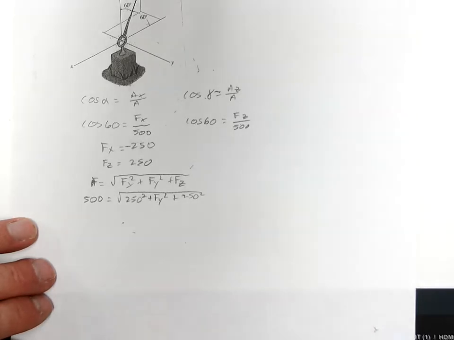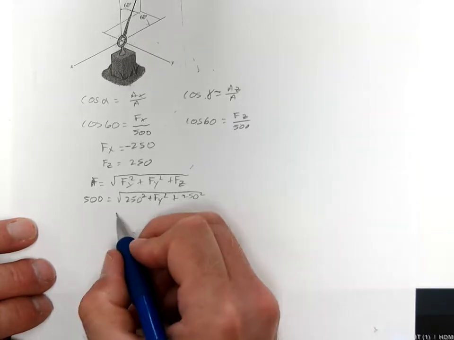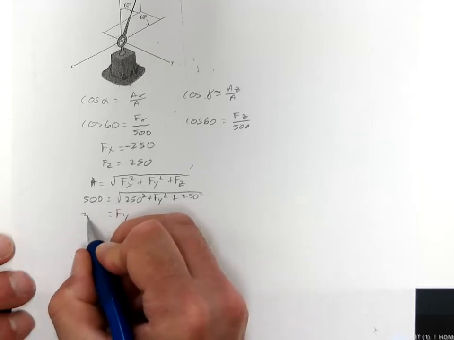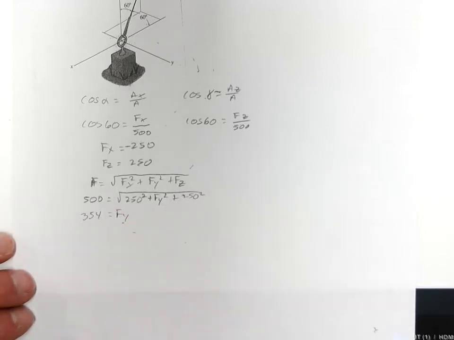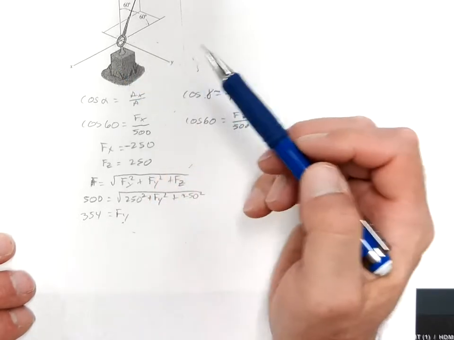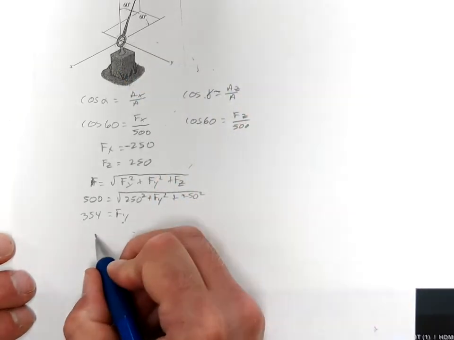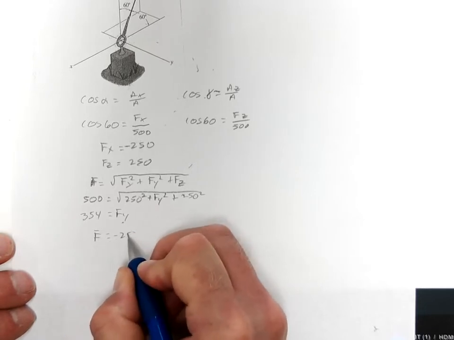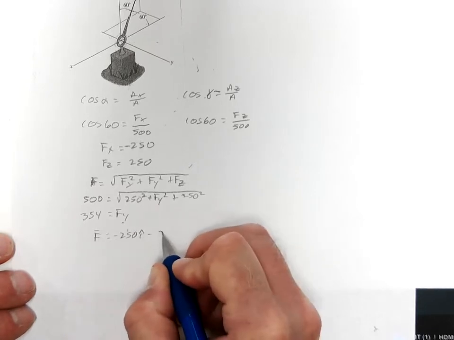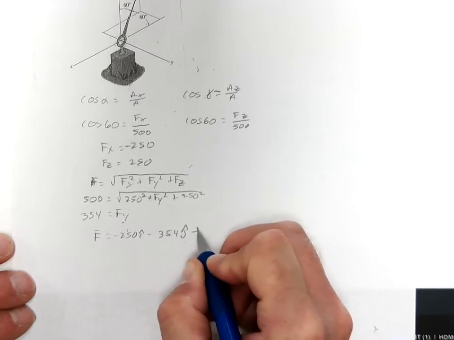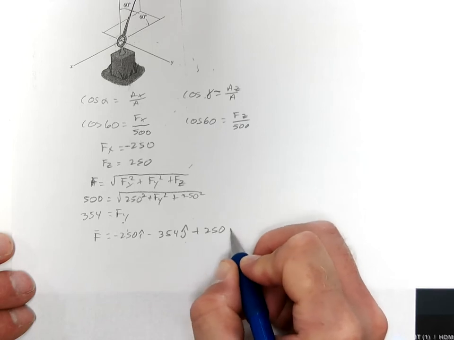squared. And solving for Fy, we get Fy equals 354. Now we'll note that Fy is also in the negative direction. So writing out the vector F with components, we get negative 250 in the i, minus 354 in the j, plus 250 in the k.